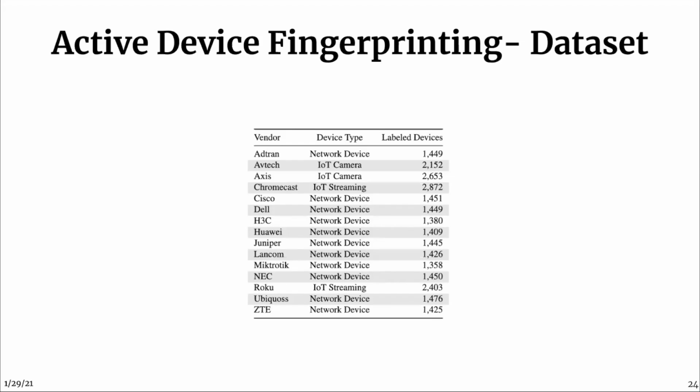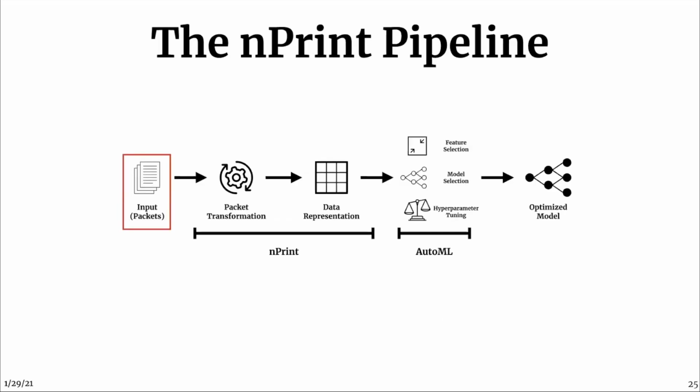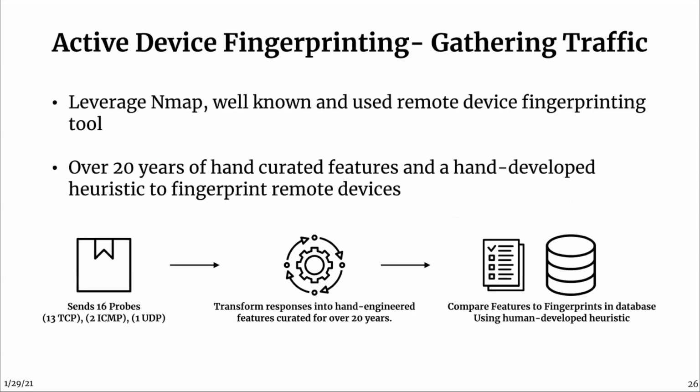First, we need labels. If we want to perform a classification task, we need some sort of labels to actually classify. The first thing we're going to look at is classifying a set of network devices and IoT devices. These are gathered through a variety of means. Basically, it's a lot of routers and then some IoT cameras and IoT streaming devices. So we have labels. Now we need packets to actually transform into nPrint and classify.